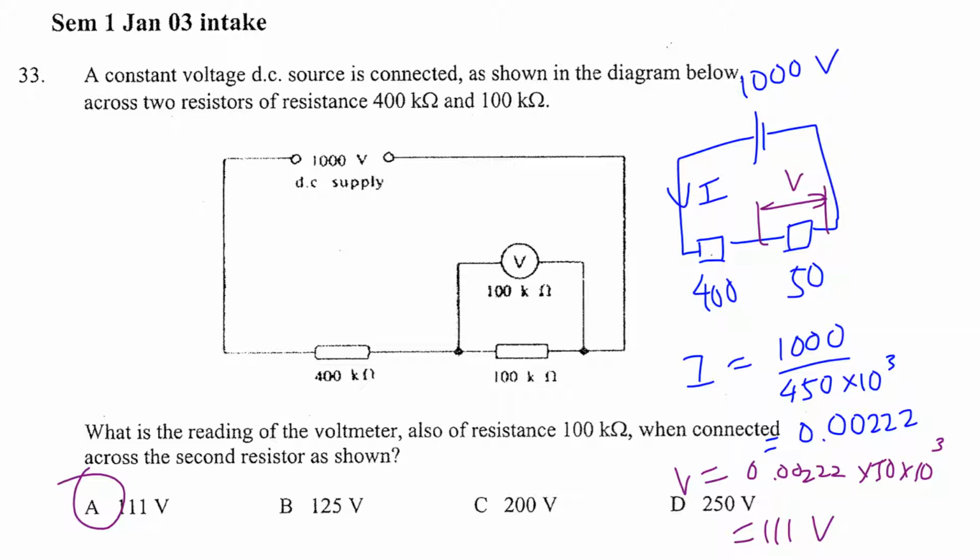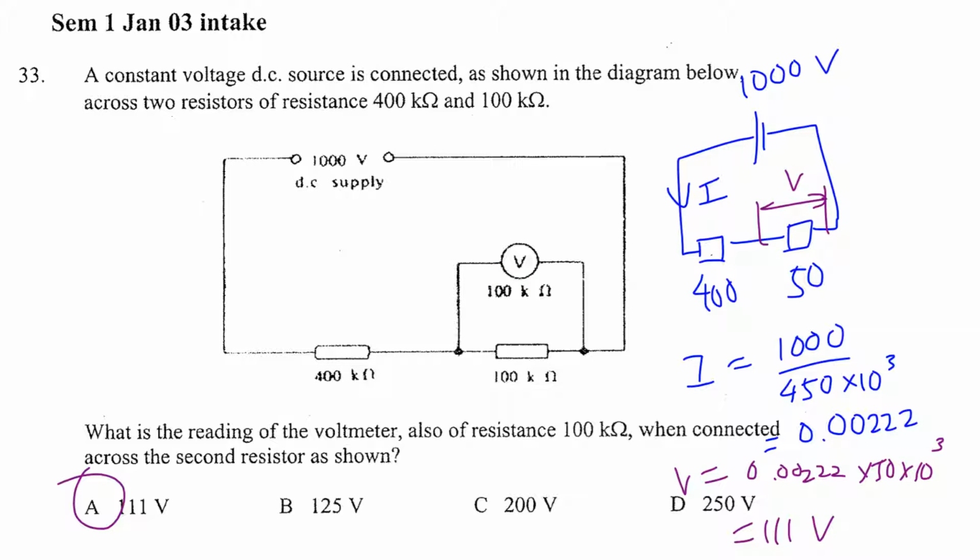So in this example, they ask you to find the resistance across the... not the voltmeter reading, which is also 100 kilo ohm. So you just treat the voltmeter as any other resistor of 100 kilo ohm. Just treat it as 100 kilo. So how to find this PD? Because when they ask you for the reading of the voltmeter, it means what is this PD? So how to find the PD?